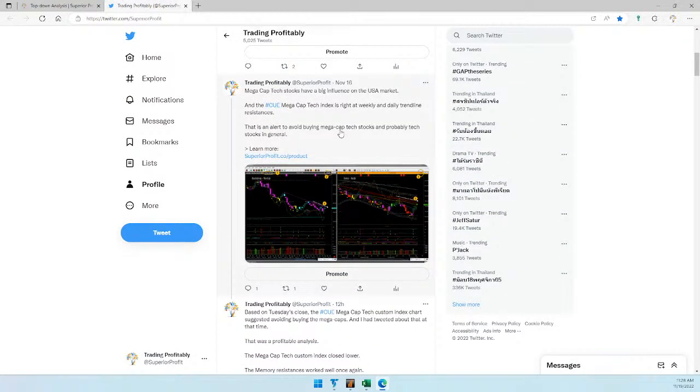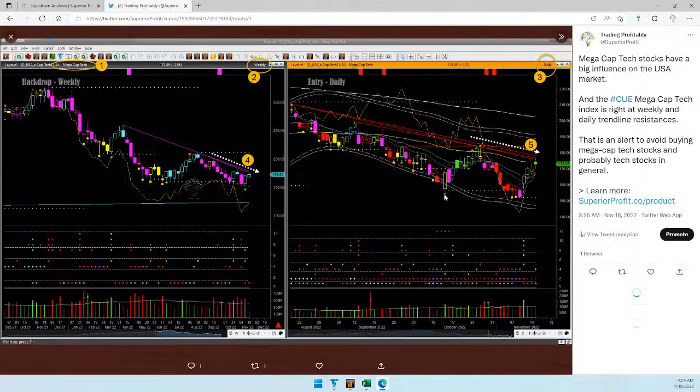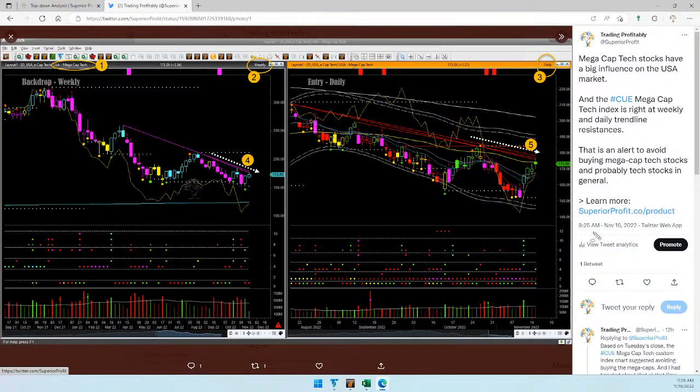You will see from this tweet also how I am using the Q analysis on live market, sharing them before knowing the results and how they are turning out. This was before the market open on November 16, 9:25 a.m. Eastern Standard Time. I shared the USA mega cap tech stock at a glance view. Weekly was right at trendline resistance. Daily was also right at trendline resistance.